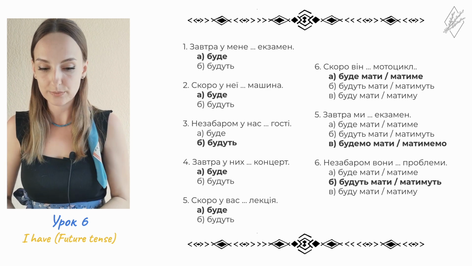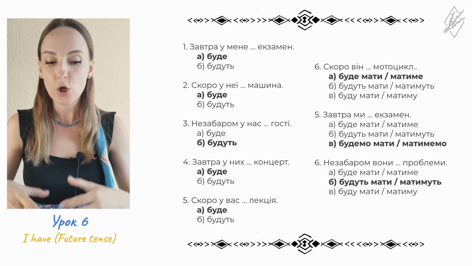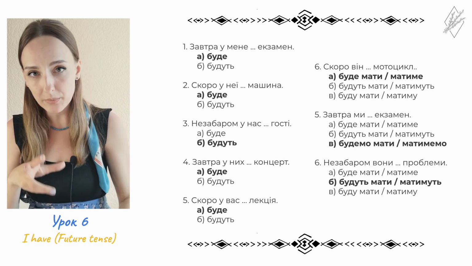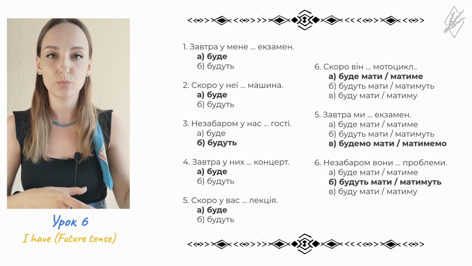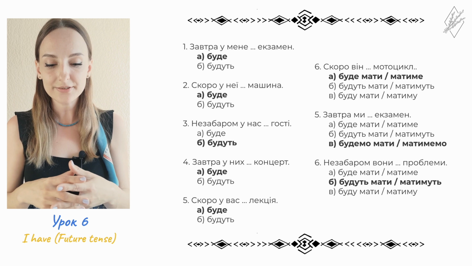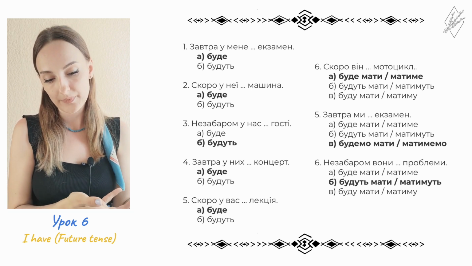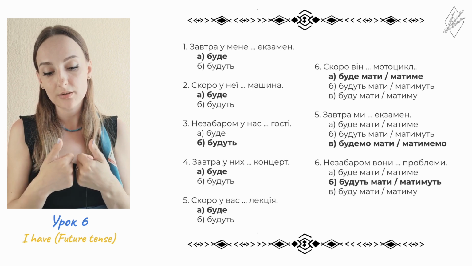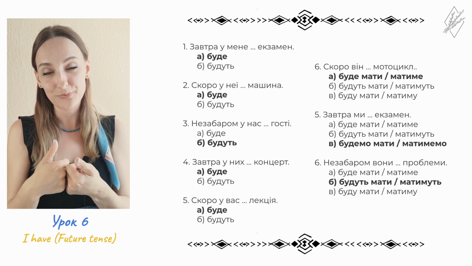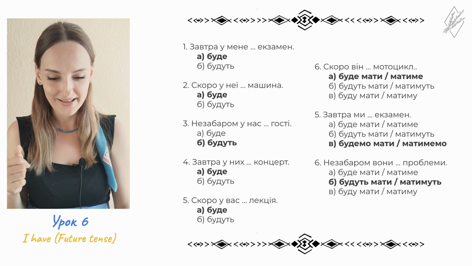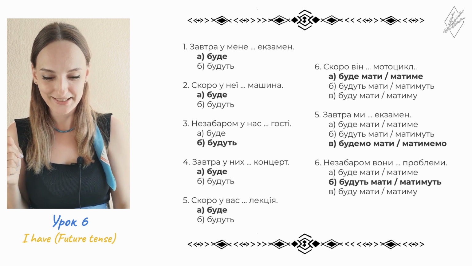And the right column. More rare structure. Скоро він буде мати or матиме мотоцикл. Завтра ми будемо мати or матимемо екзамен. Незабаром вони будуть мати or матимуть проблеми. Very scary sentence.